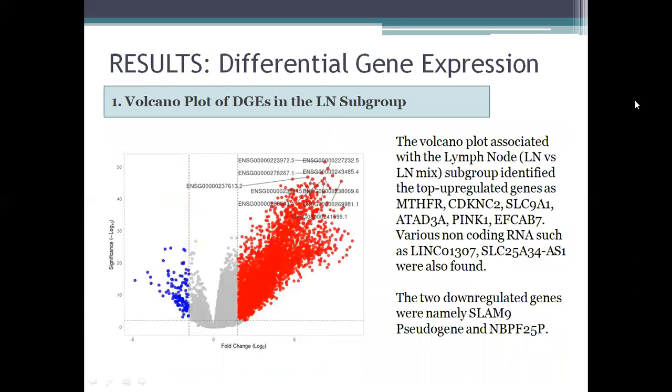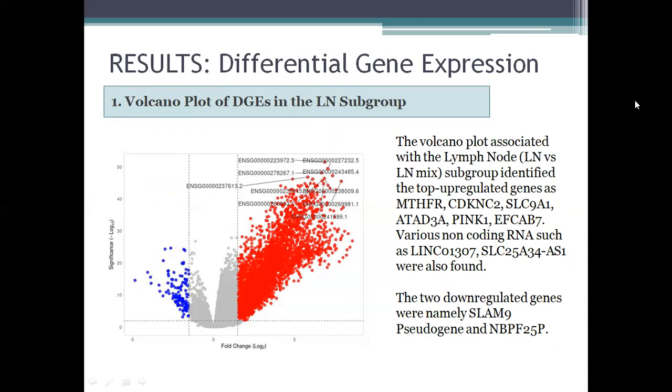Now, moving on to the lymph node subgroup, we see that in the lymph node subgroup, a similar volcano plot was drawn where the upregulated genes were denoted with red circles, and the blue circles were responsible for denoting the downregulated genes. We see that several top upregulated genes, such as MTHFR, which is the methyl tetrahydrofolate reductase, was overexpressed to a log fold change of 6.68 and is involved in modified increased risk of CLL by increasing homocysteine levels.